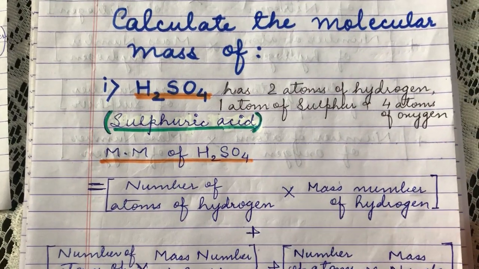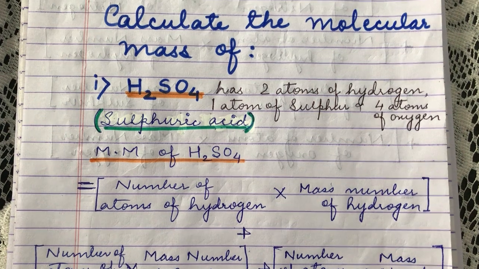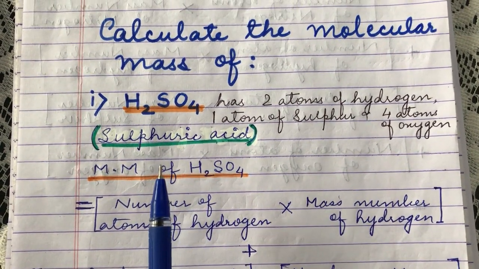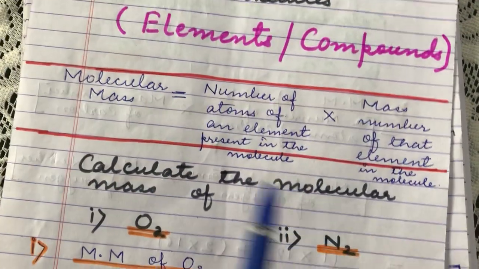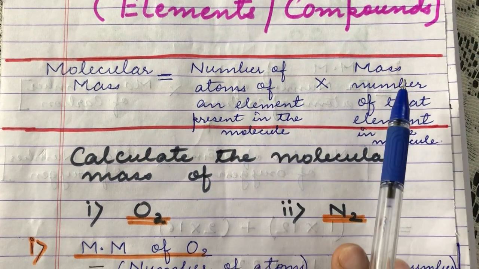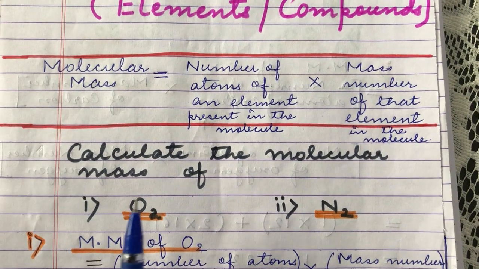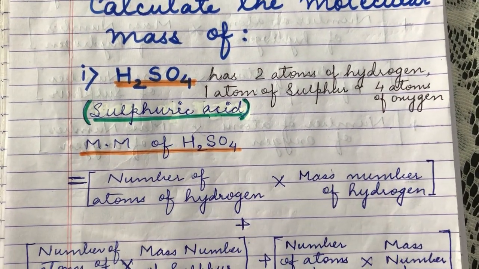So let us try calculating the molecular masses of bigger molecules like sulfuric acid. As we have already discussed in the previous video, molecular mass is simply calculated using the formula: number of atoms of an element present in a molecule multiplied by the mass number of that element in the molecule. Using the same formula, let us try calculating the molecular mass of sulfuric acid now.